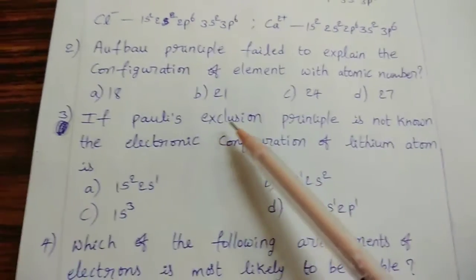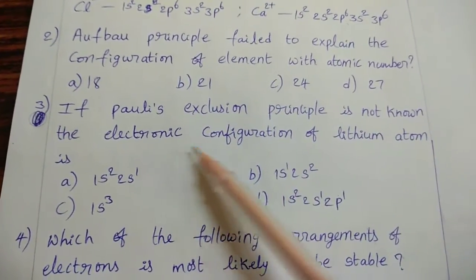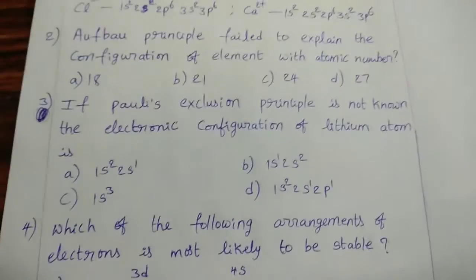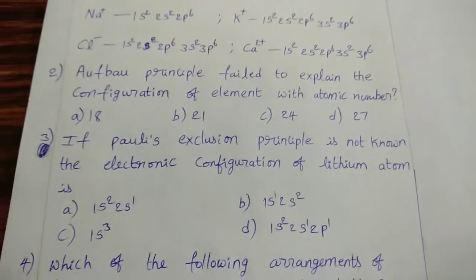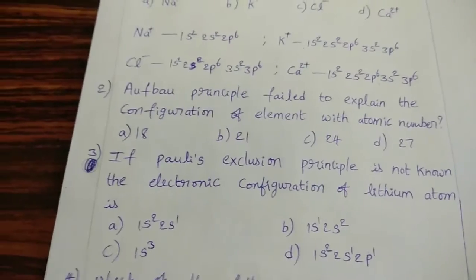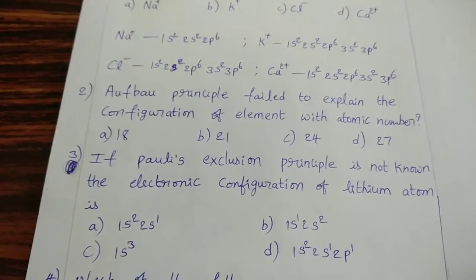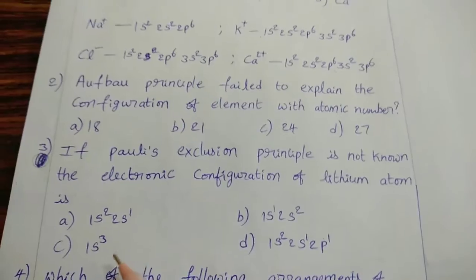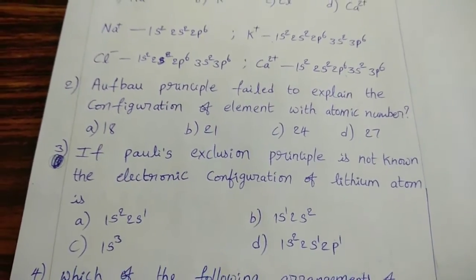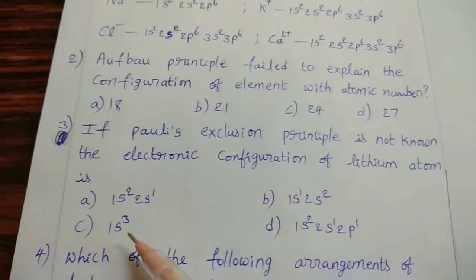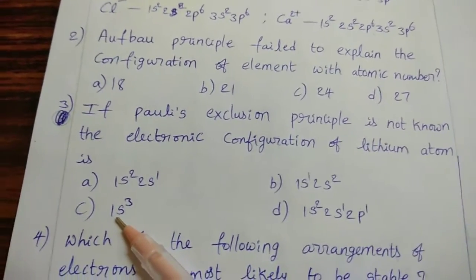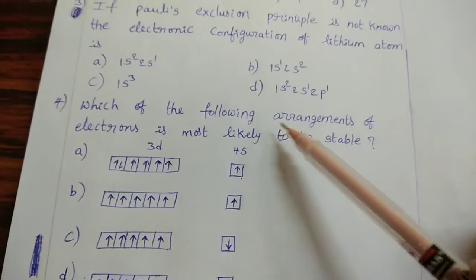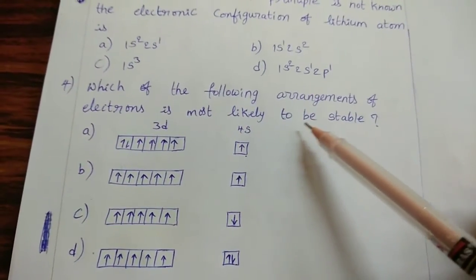Next, if Pauli's exclusion principle is not known, the electronic configuration of lithium atom is. Pauli's principle is related to the number of electrons present in a particular atomic orbital. Maximum 2 electrons we can accommodate. If this principle is not proposed, then in the same orbital there is a possibility to arrange 3 electrons. That means the configuration is 1s3. Okay, option C is the answer.